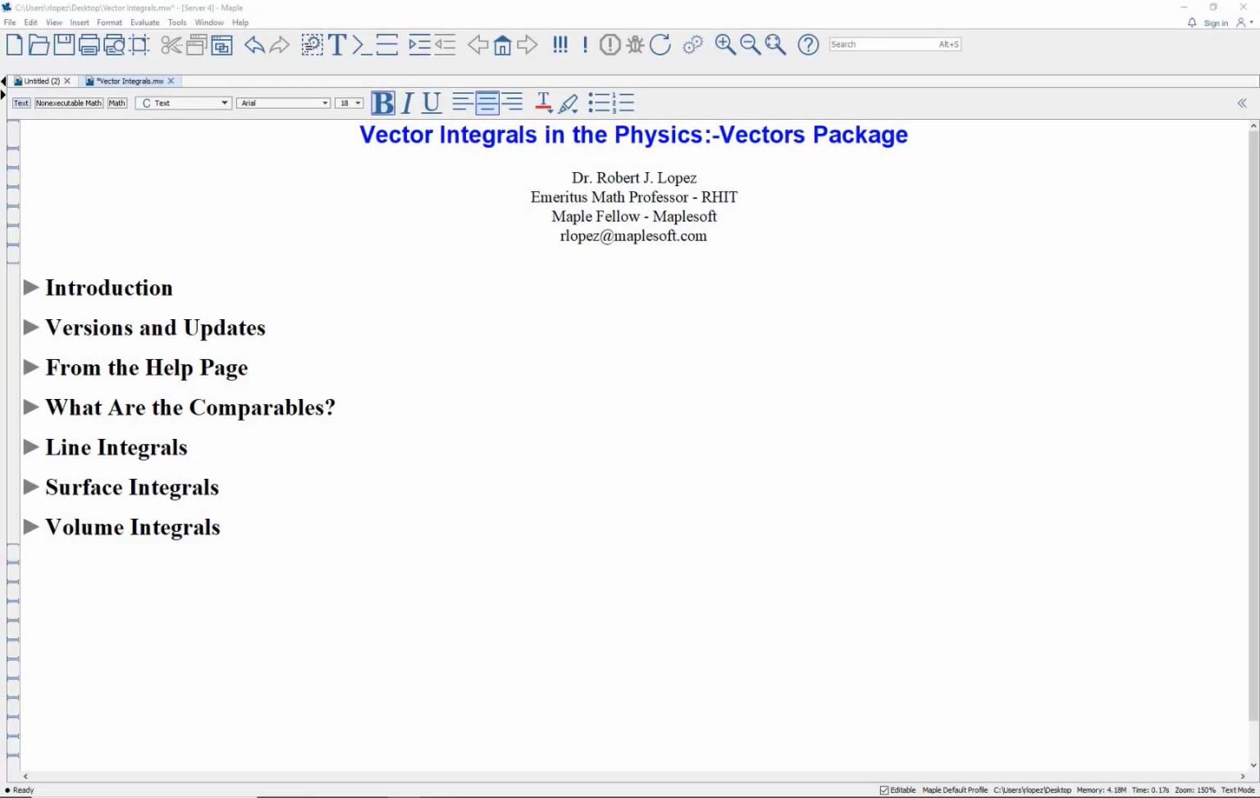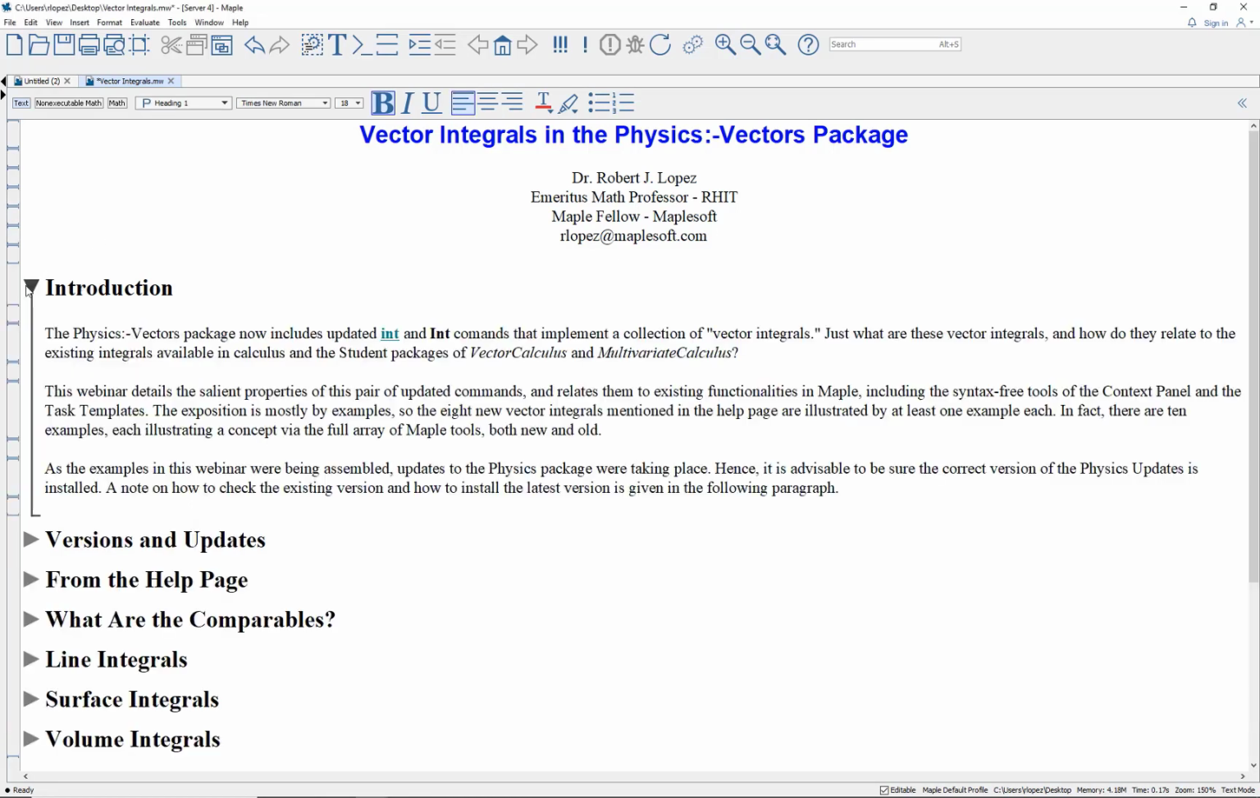Vector integrals in the physics vectors package. That package now includes an updated int, lowercase i, and an Int with an uppercase I, which is a pair of commands, and the update implements a collection of vector integrals. Now, what are vector integrals?